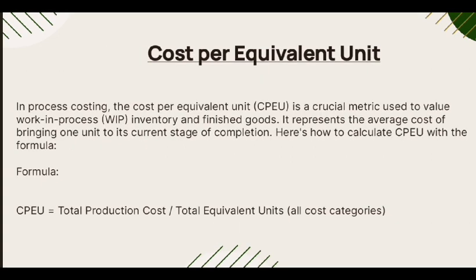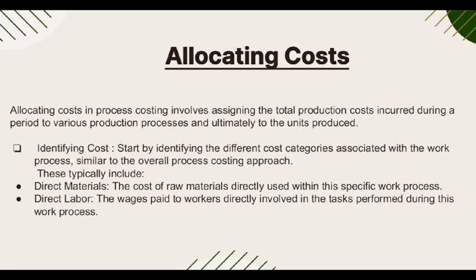Cost per equivalent unit. In process costing, the cost per equivalent unit is a crucial metric used to value work in process inventory and finished goods. Allocating cost. Allocating cost in process costing involves assigning the total production cost incurred during a period to various production processes and ultimately to the units produced.